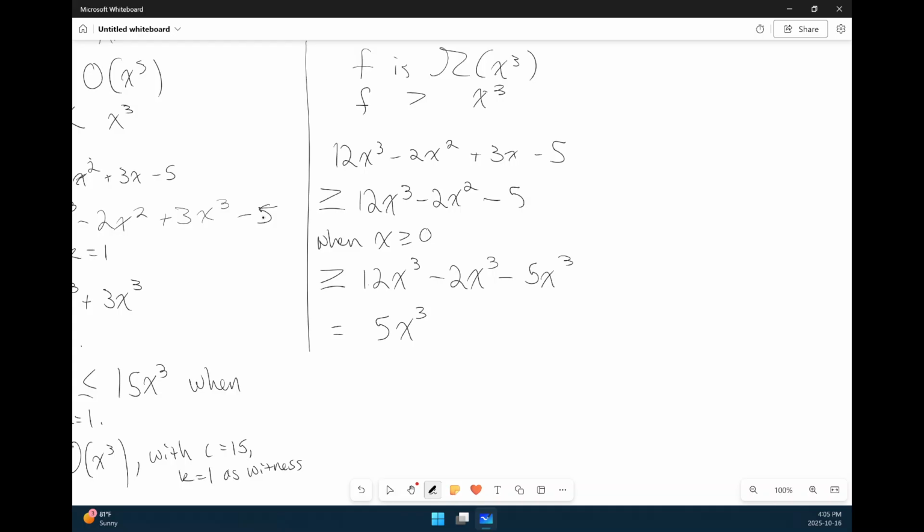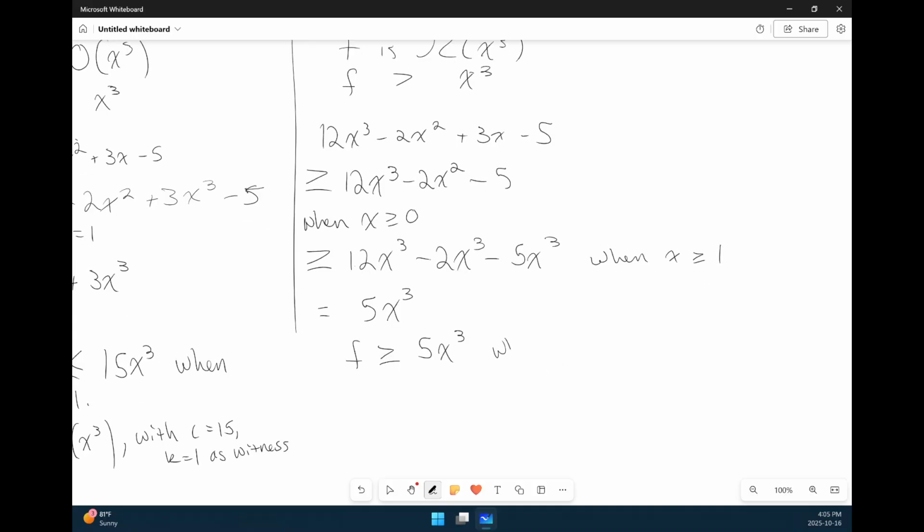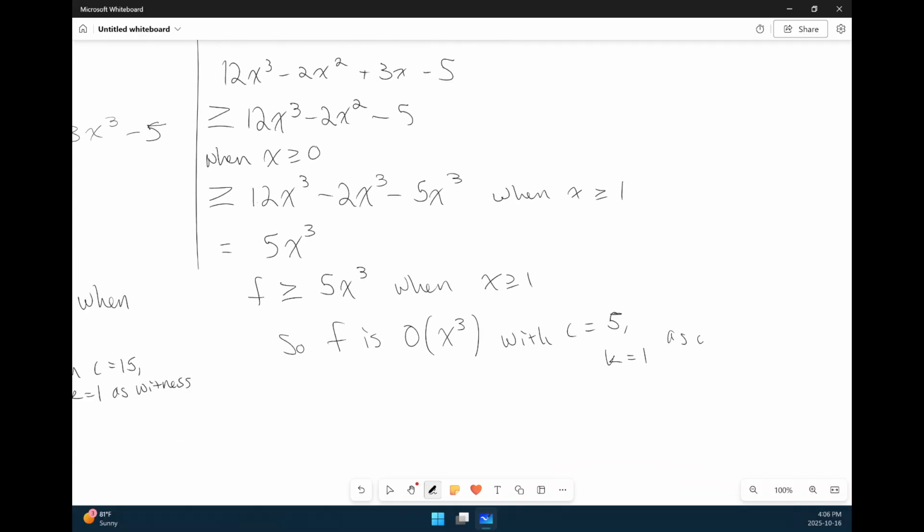So we did this big string of f being greater than or equal to something. So f is greater than or equal to 5x cubed. I should write here when x is greater than or equal to 1. So f is omega of x cubed with c equals 5, k equals 1 as witness.